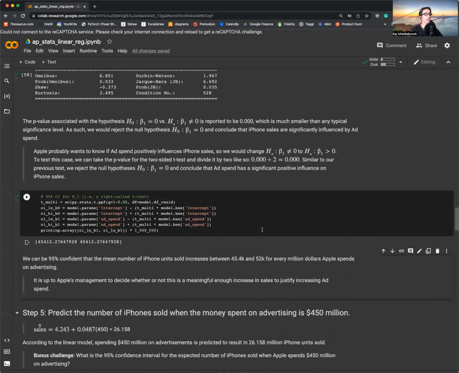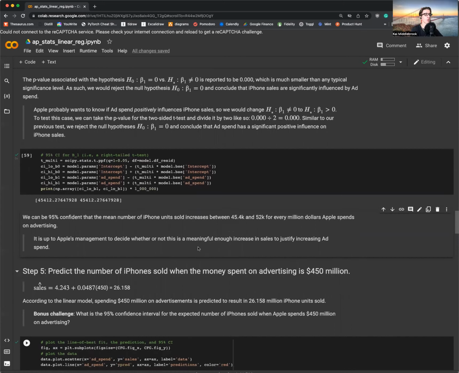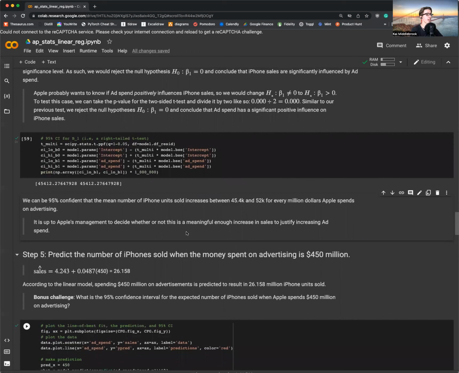Now, something important is it's now up to Apple's management to decide whether or not they want to actually spend more on advertising based on these numbers. In other words, do the sales numbers increase significantly enough for them in a business sense to justify spending more on advertising? But that's a question we leave for Apple's management.